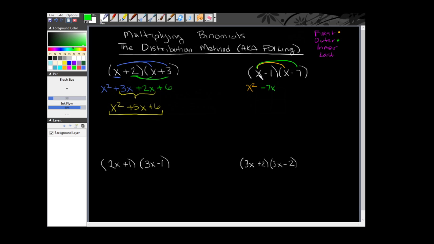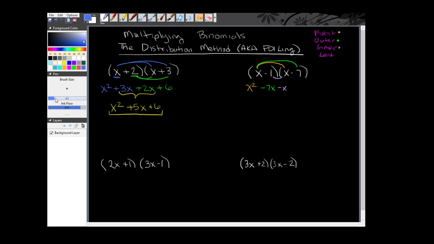If you notice, all that I did really with these first two steps was I took x and timesed it to each of the terms, which is what I explained earlier. The next one is inner. So that's saying that I'm going to take the inner two terms and multiply them together. So negative 1 times x is negative 1x, or just negative x.